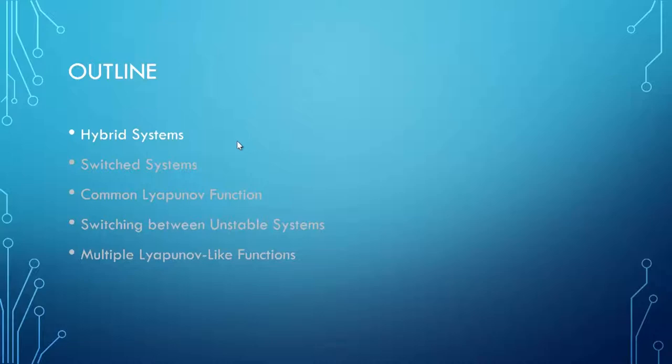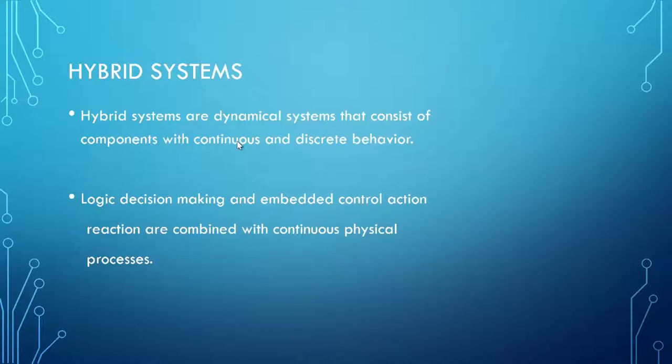First one is hybrid system, second is switch systems. They are similar, okay? So let's first define what's hybrid system. The formal definition is hybrid systems are dynamic systems. They consist of components with continuous and discrete behavior, which is what I taught last on Monday, okay?